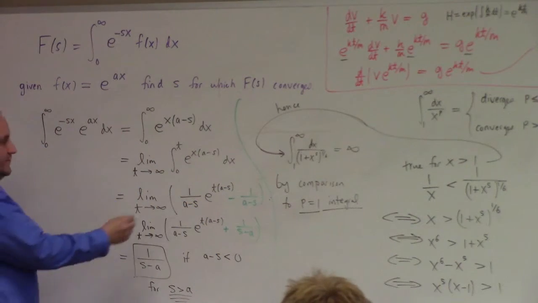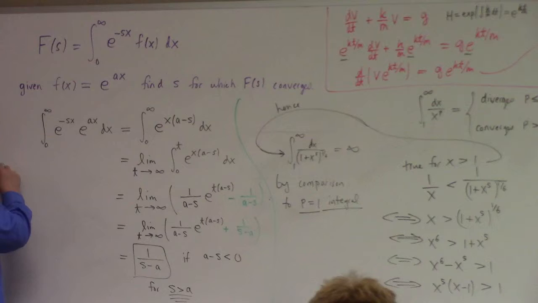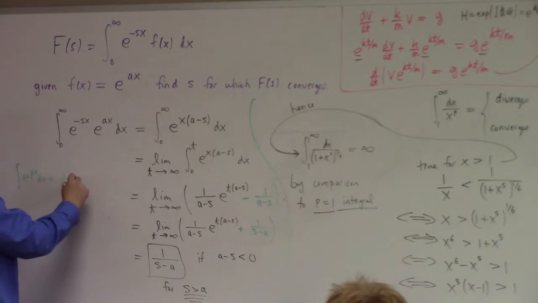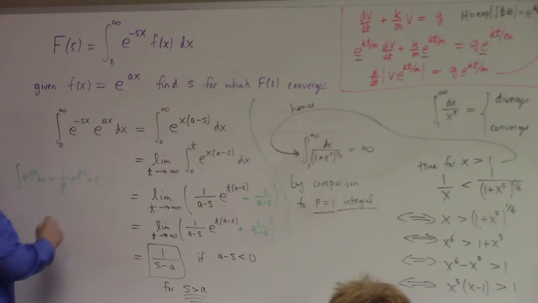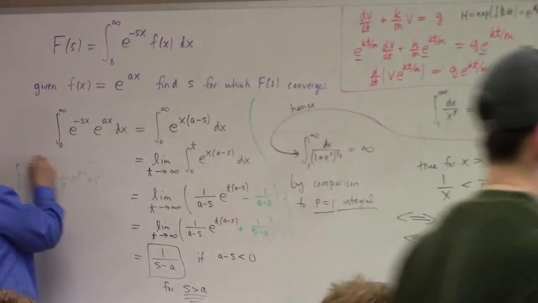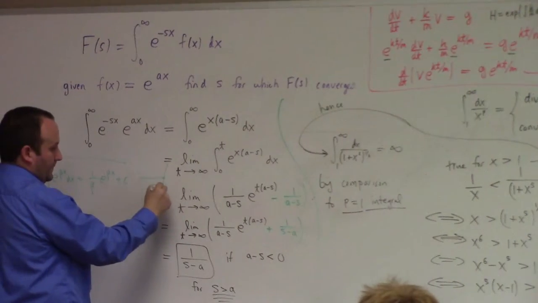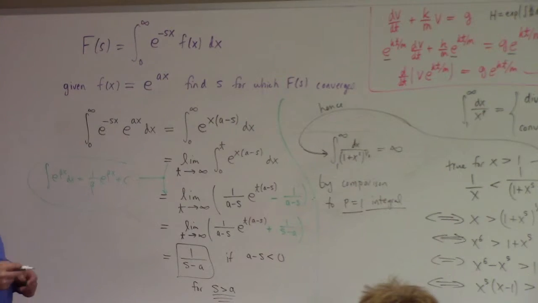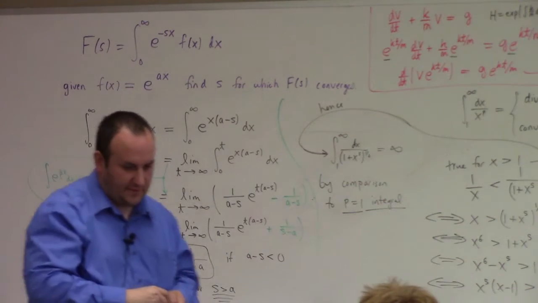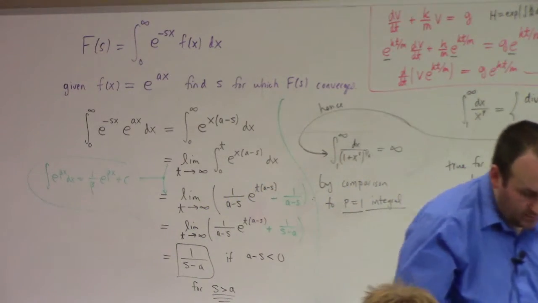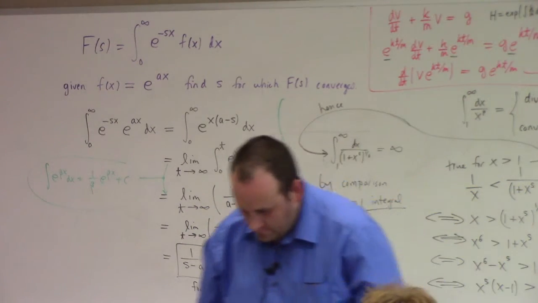Now, what was going from here to here? It's just a basic integral, right? If you have e to the beta x dx, the integral is what? 1 over beta e to the beta x plus a constant, right? So I'm using this to go from here to here. And of course, the fundamental theorem of calculus. Sorry. Does that make sense so far?